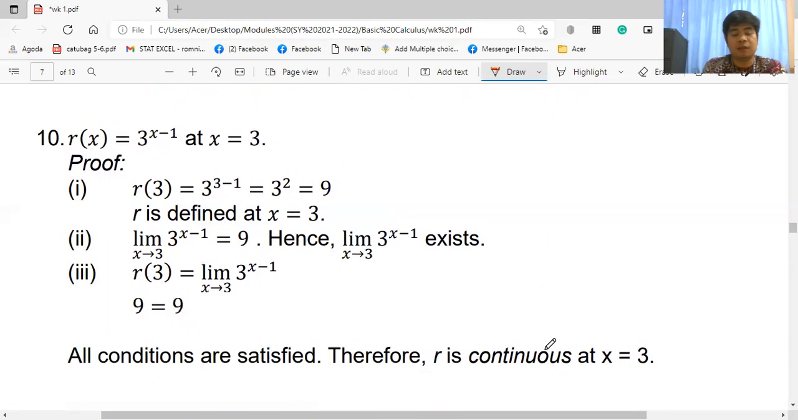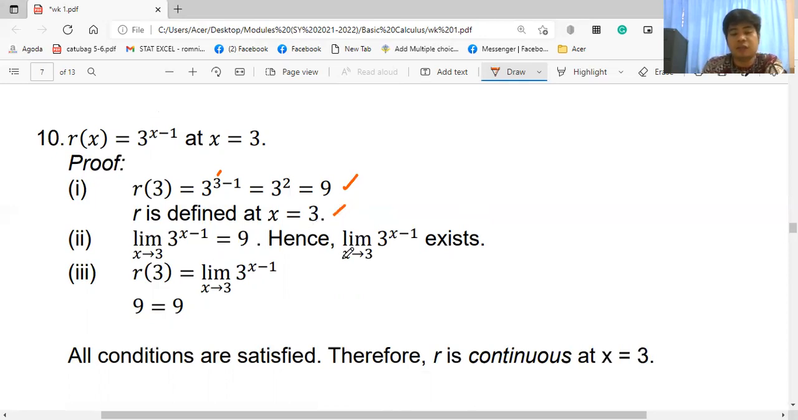The 10th example is the exponential function r. r of x is equal to 3 raised to x minus 1 at x equal to 3. Then we can say here that on the first condition, r of 3 will now give us 9 because we just need to substitute x equal to 3. So 3 squared is 9. So r is defined at x equal to 3.